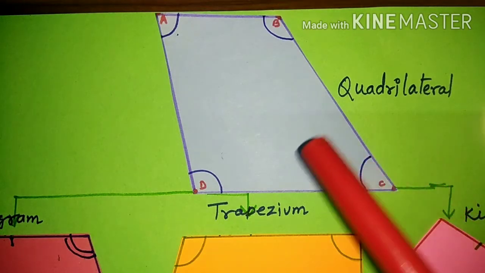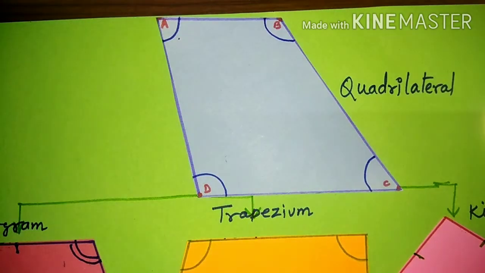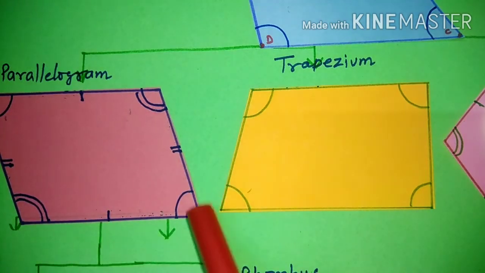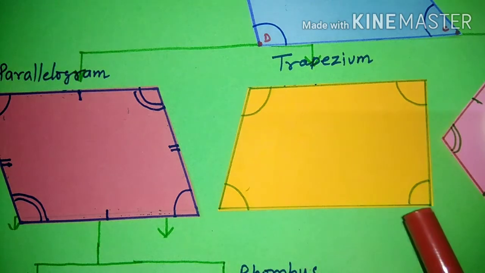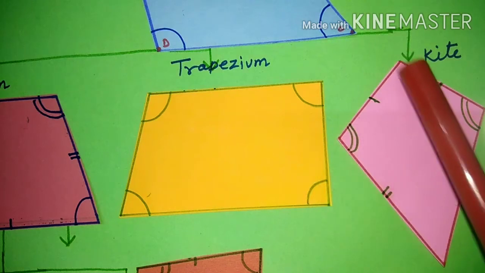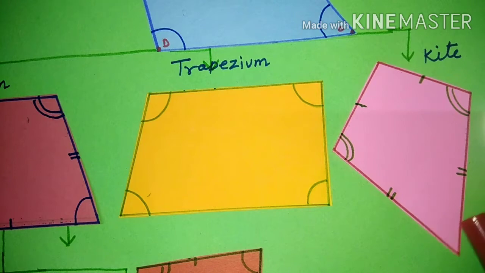Now let us see the classification of quadrilateral. A quadrilateral can be written in three types. First is parallelogram. In a parallelogram, opposite sides are equal and parallel. A trapezium, which has one pair of opposite side parallel. Sometimes a parallelogram is also called a trapezium with two pairs of opposite sides parallel. This is a kite. In this, two pairs of consecutive sides are equal.